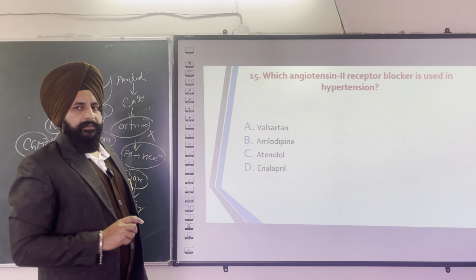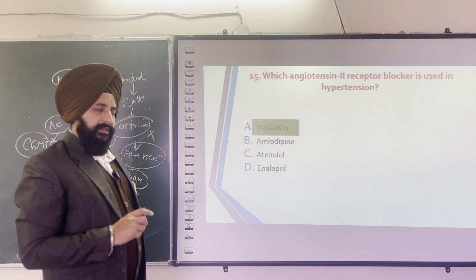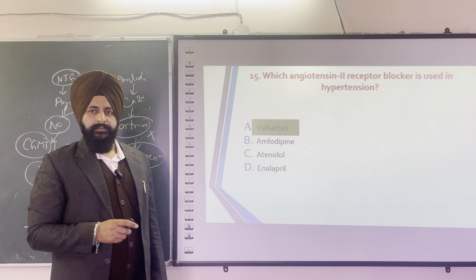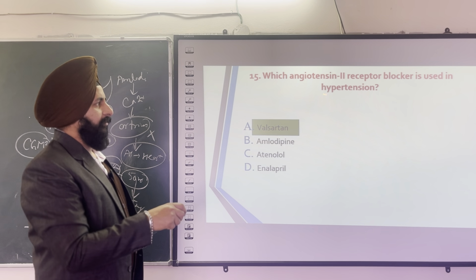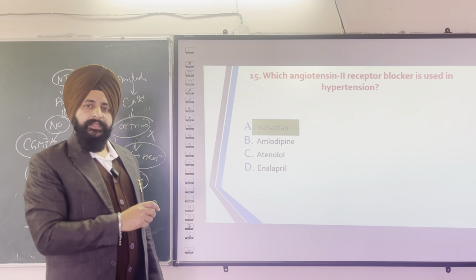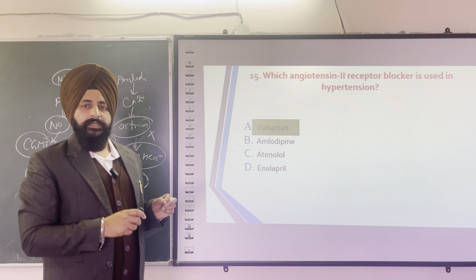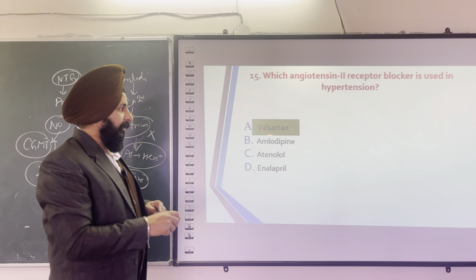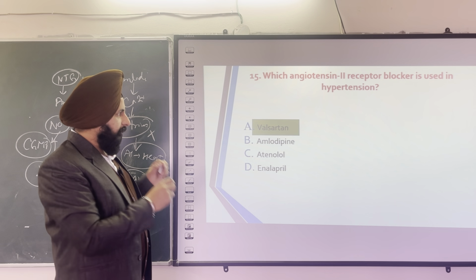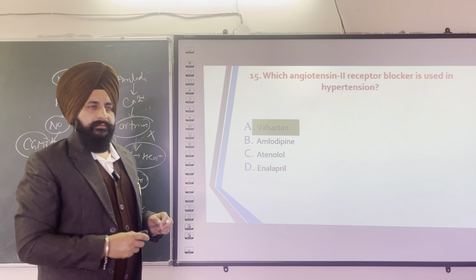Angiotensin 2 receptor blocker, the answer is valsartan, candesartan, irbesartan. These are the sartan derivatives. These sartan derivatives are angiotensin 2 receptor blockers. They are useful drugs, and if the option will be which one is the first choice for hypertension nowadays, valsartan, irbesartan, candesartan are the first choice of drug for hypertension because they are receptor blockers.